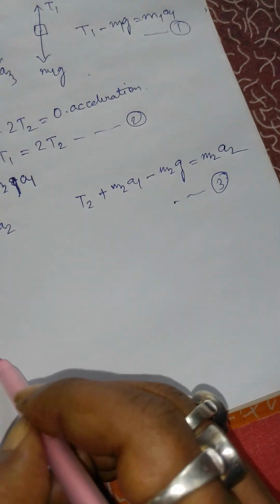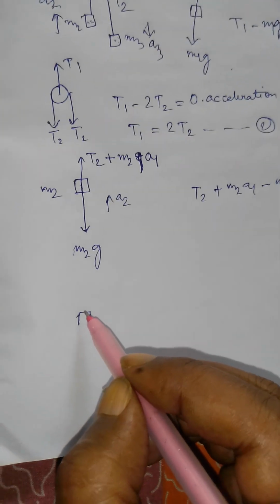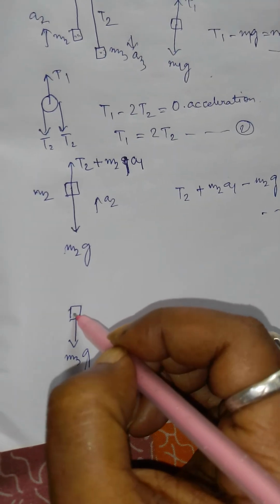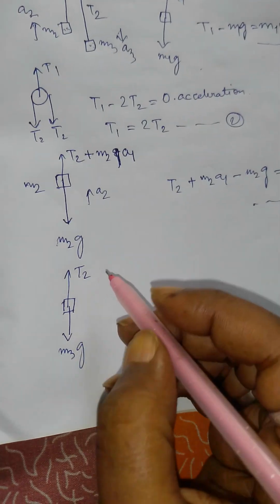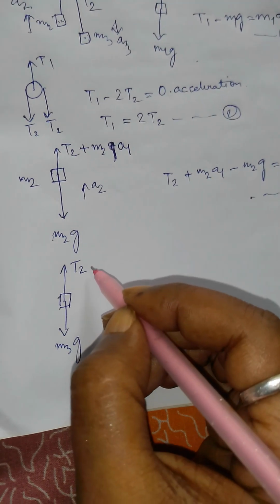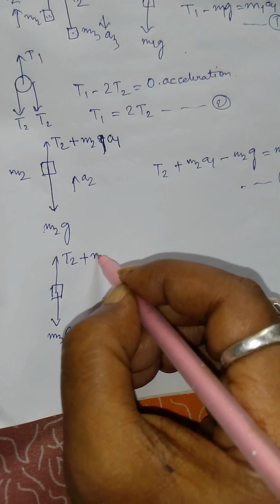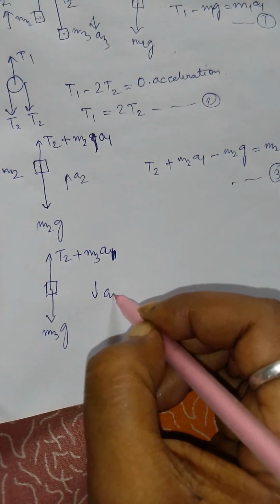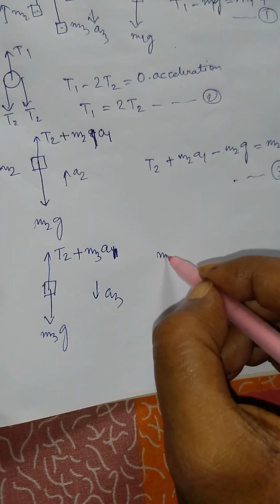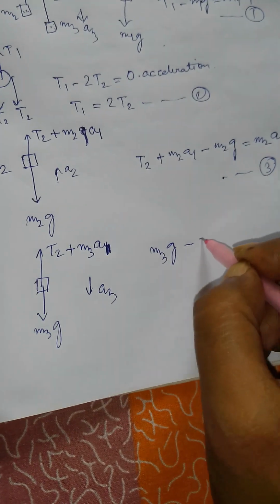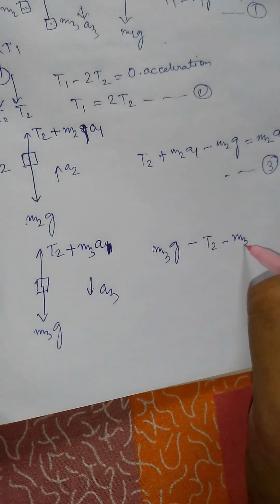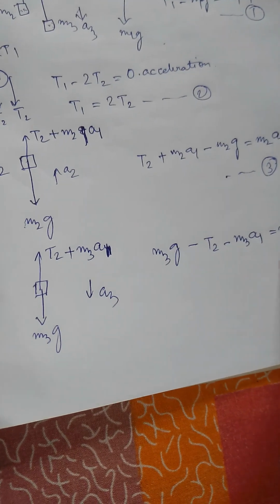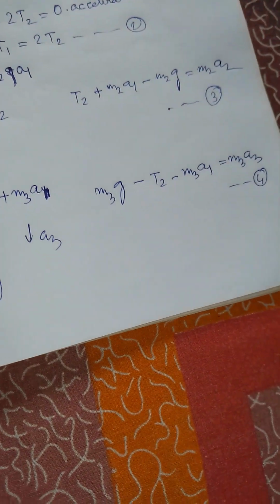Now we are drawing the free body diagram of M3. This is M3g, this is T2, and this is M3a1. This is the pseudo force, and the acceleration is downward, a3. So we get M3g minus T2 minus M3a1 equals M3a3. So we got 4 equations.